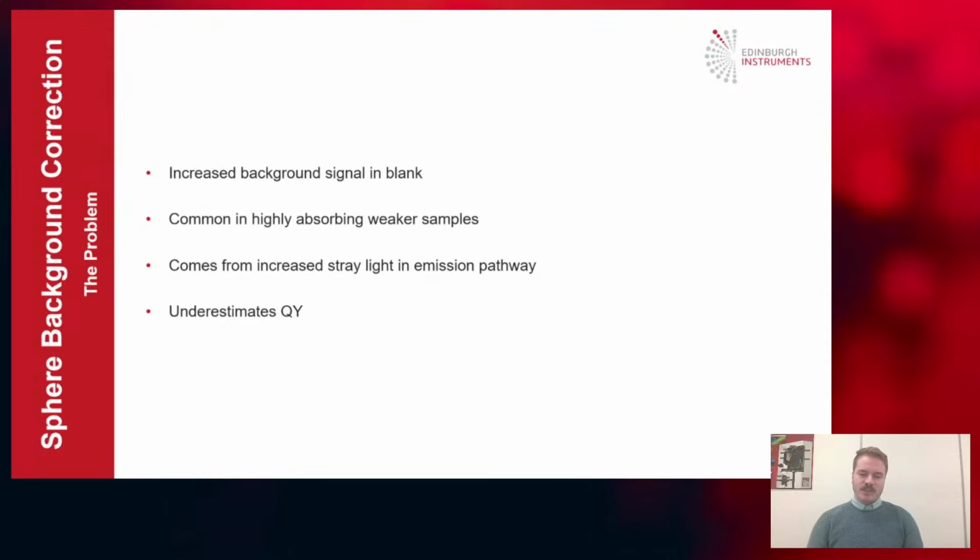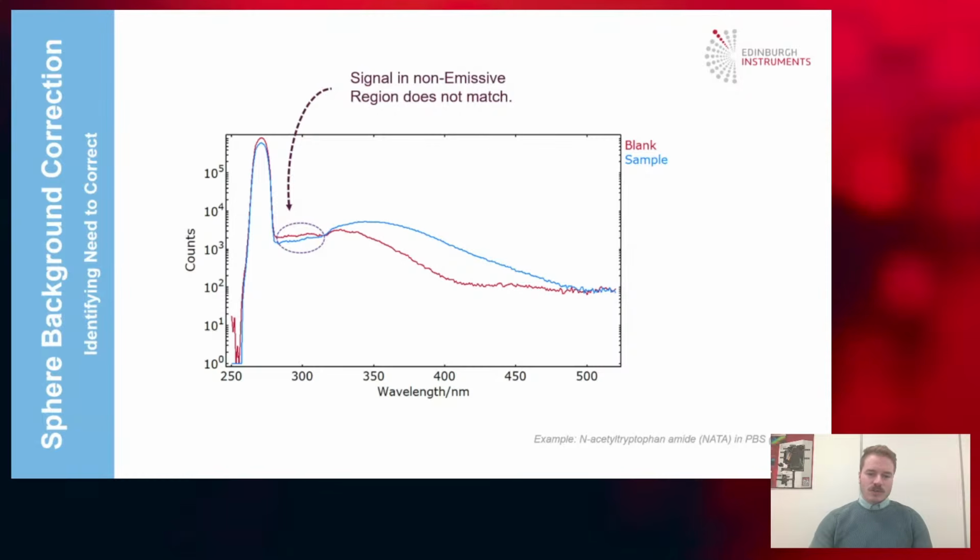Essentially, when you're using an integrating sphere and you hit it with really high intensity excitation light, all of that excitation light is captured and guided towards the emission optics. This leads to an increased background when you're measuring your blank because it's not absorbing this excitation light, and it manifests as an underestimation of your quantum yield. So how can we identify the need for sphere background correction?